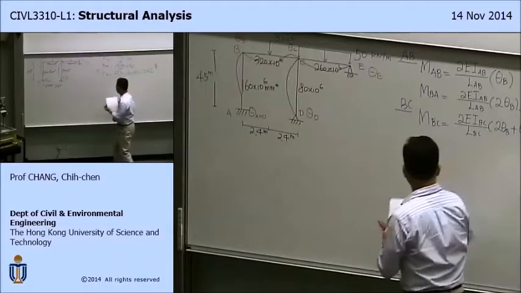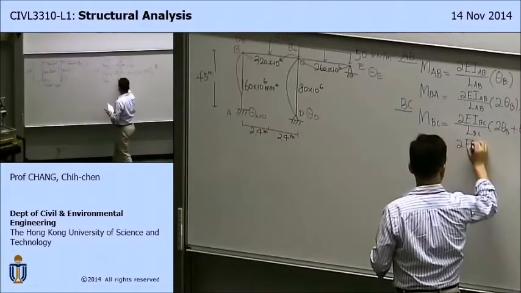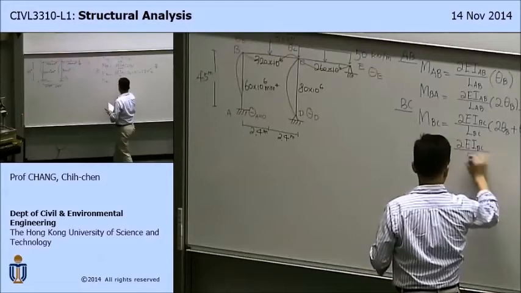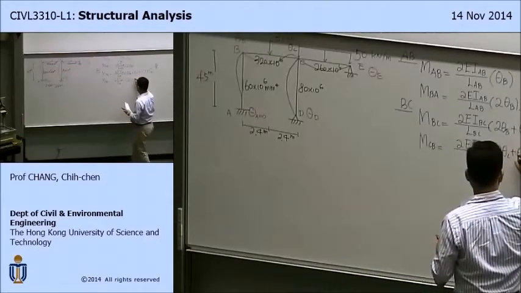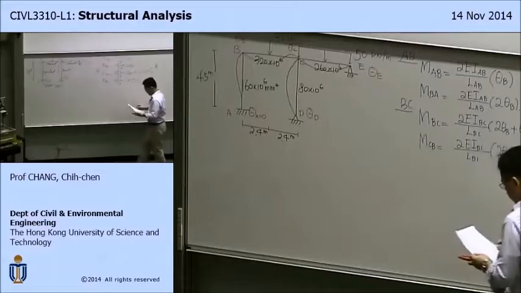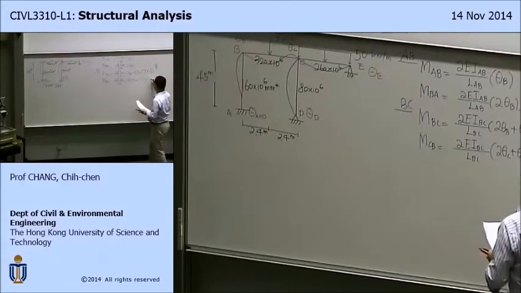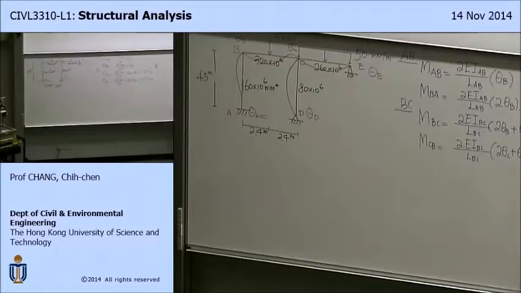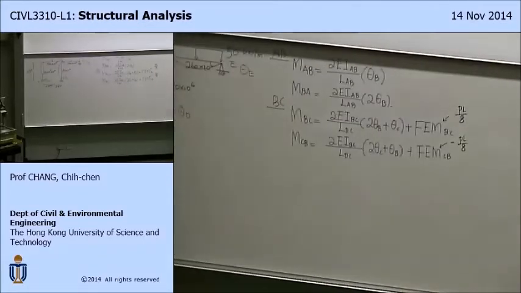The other one. Two times theta C, 1 times theta B. And then fixed moment CB. So this one should be minus PL over 8. So that's BC. Next.